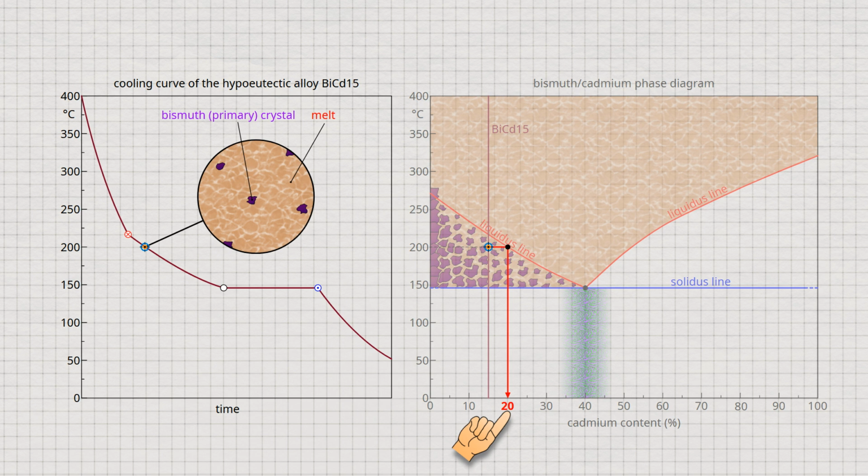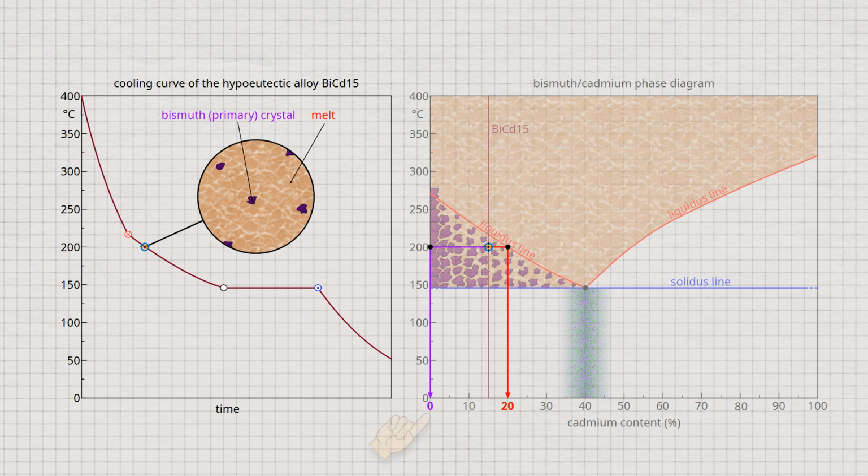To do this, the horizontal line must be drawn to the phase boundary of pure bismuth, which lies at 0% cadmium, since pure bismuth is present there. The primary crystals obviously consist of 0% cadmium. This is not surprising, of course, as these are bismuth primary crystals, which are 100% bismuth.